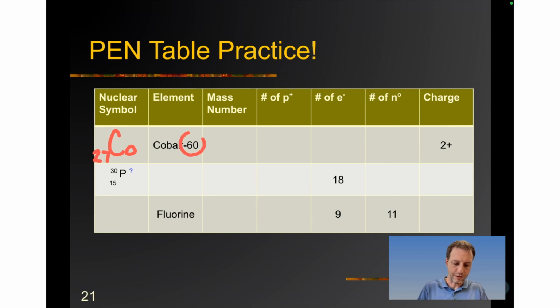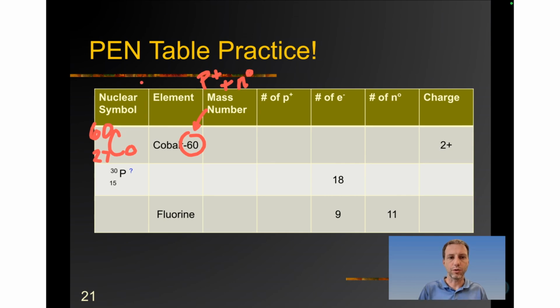Now I'm given this number 60 here. This is a way to write an isotope name where you have the dash and the number afterwards. That's called the mass number. So this particular cobalt has a mass of 60. We write the mass number in the upper left-hand corner. And the mass number is the number of protons, P+, plus neutrons, N0. Okay, so we'll come back to that later. First, let's finish our nuclear symbol.